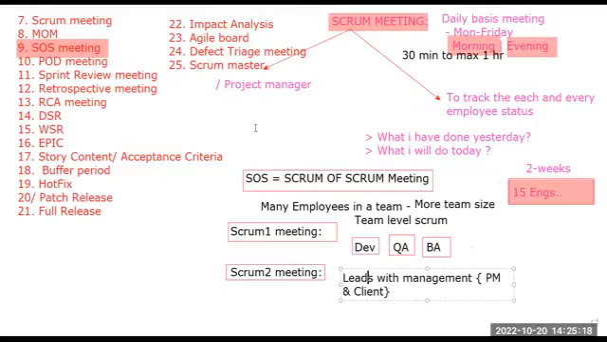Whenever we have more team members in a project, we can have two Scrum meetings. Why? Because on a daily basis, we need to pass our status to our management and the client: what exactly we are doing, what the status of our project is, what the status of our team is, and of each and every employee. So likewise, we can easily pass it to our management with the second Scrum meeting. That is what the Scrum of Scrum meeting is.